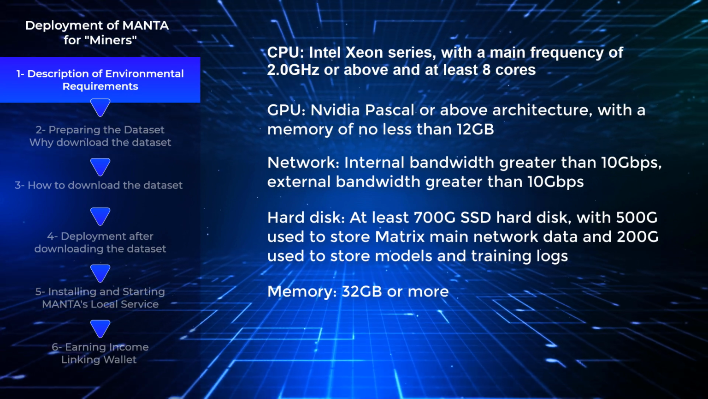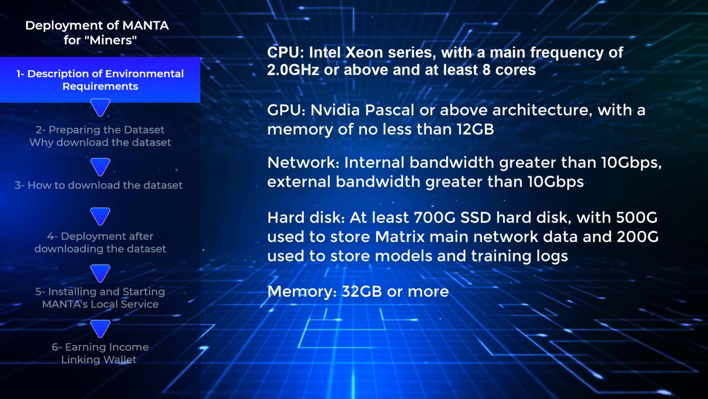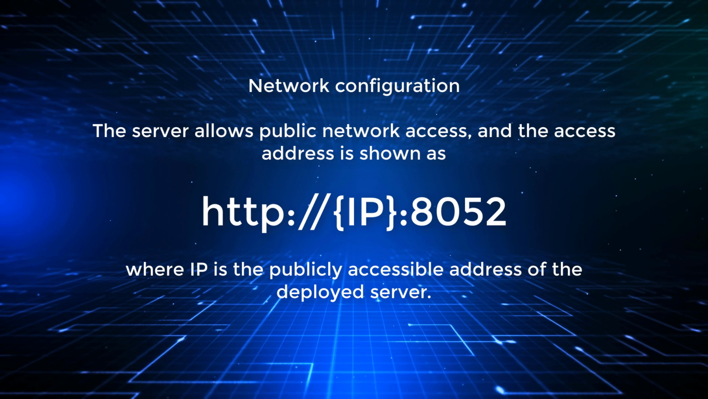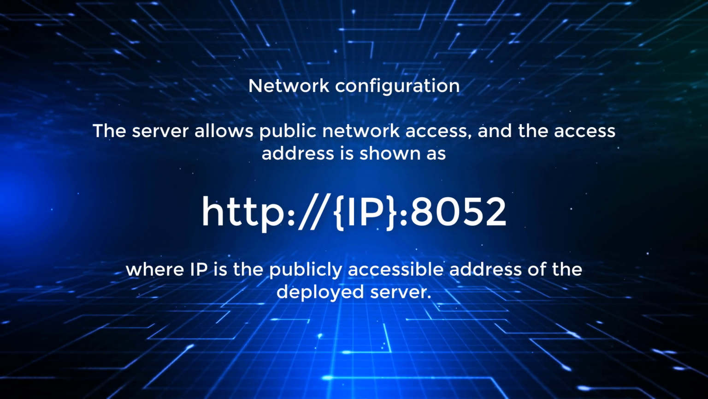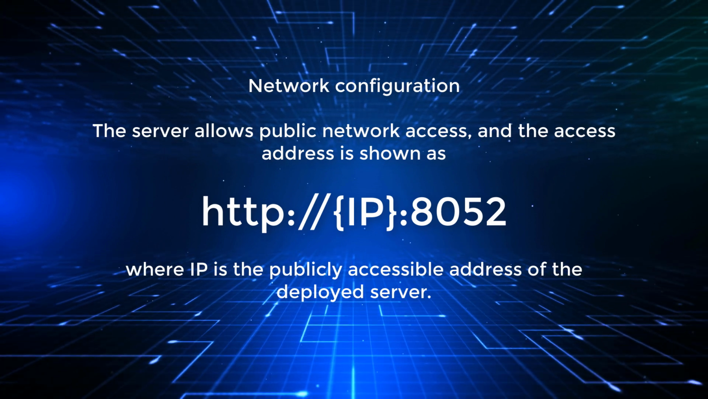500 gigs of these would be for storing mainnet data, and 200 of these would be for storing training logs and models. Finally, for network configuration, we need an address that is in the format as shown here. The IP part should be an address that is accessible through public network.